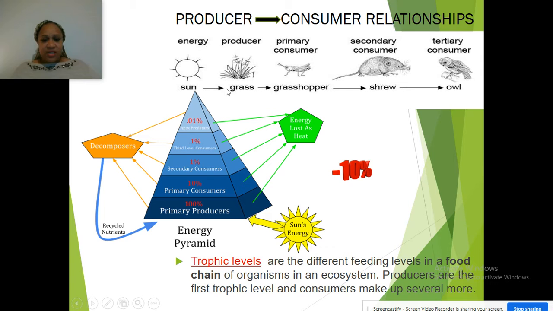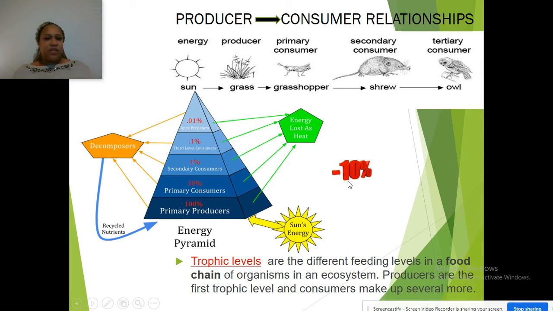Now I want you to pay attention to these arrows. Those arrows are showing you what is being consumed by what. So the grass is going to be consumed by the grasshopper. It's going to go into the grasshopper. The grasshopper will go into the shrew's belly. The shrew will go into the owl. Okay? So let's look here, and I want you to pay attention to this.